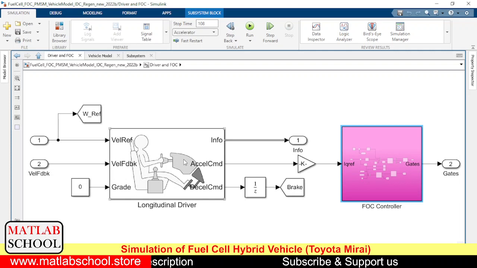The deceleration command corresponds to the braking of the vehicle, and the acceleration value will be between 0 and 1. Also the deceleration command will be from 0 to 1, so it has to be manipulated to the corresponding values. What we are doing here is this: the values of the acceleration command, which lie between 0 and 1, will be converted to some value for producing the IQ reference.